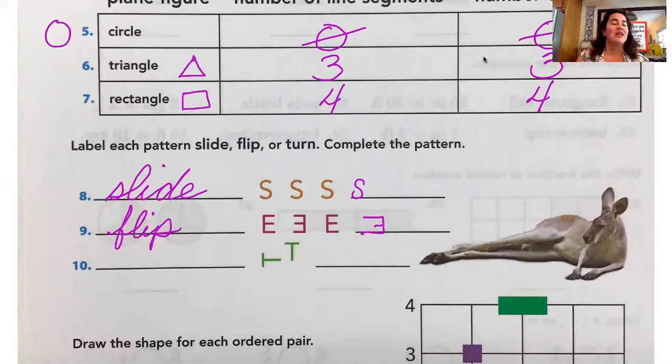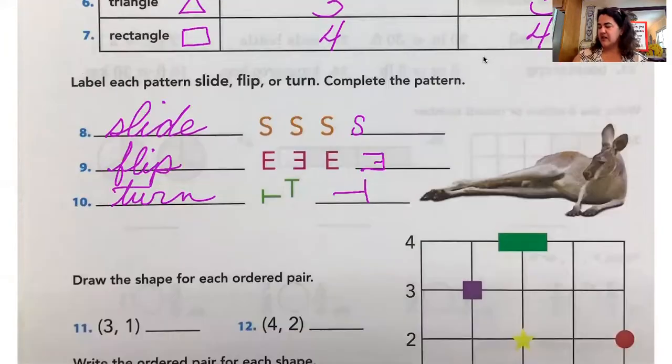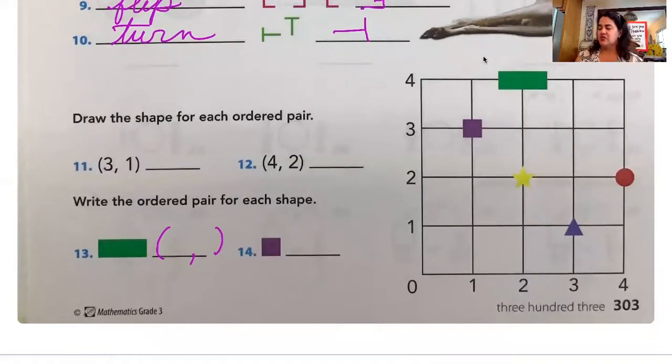All right. Then, Max, can you tell me what is the T? These T's? Which one is it? A slide, a flip, or a turn? It's a turn. Good. So which way is the next one going to go? On its side this way. Very good. All right, we have to draw the shape for each ordered pair.